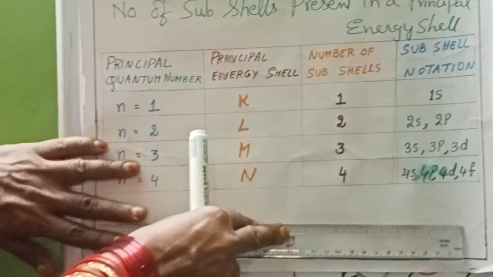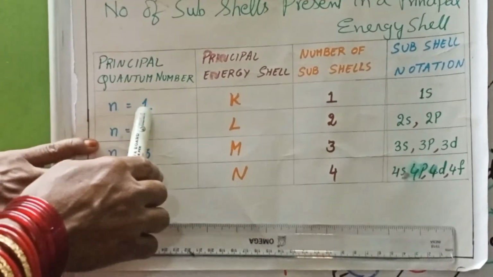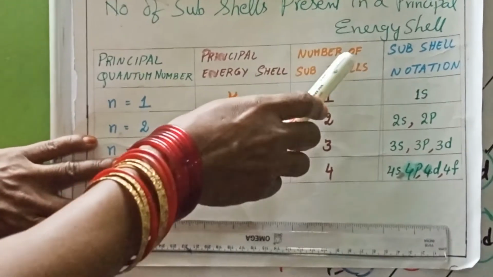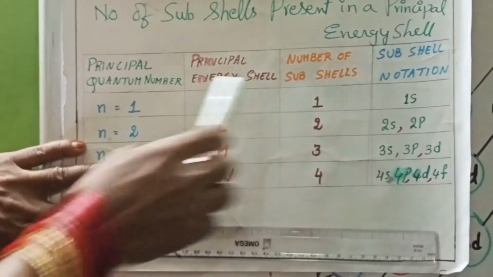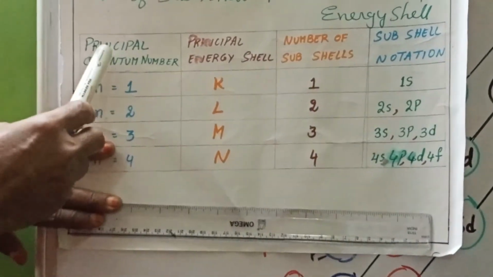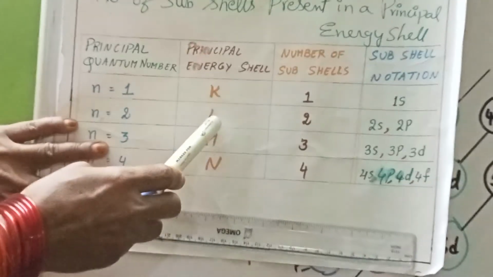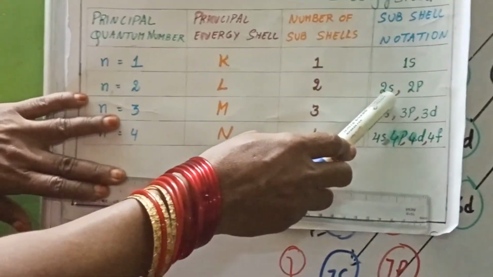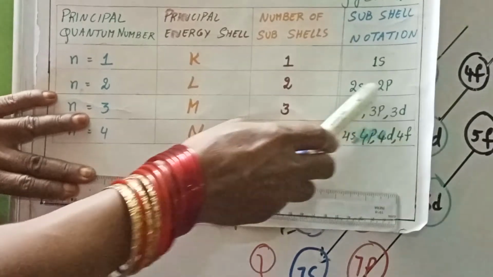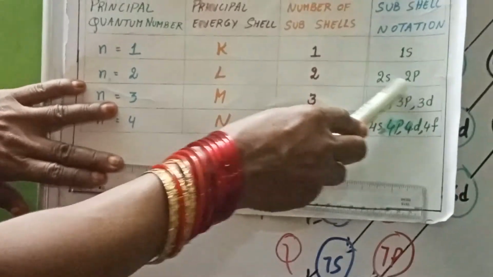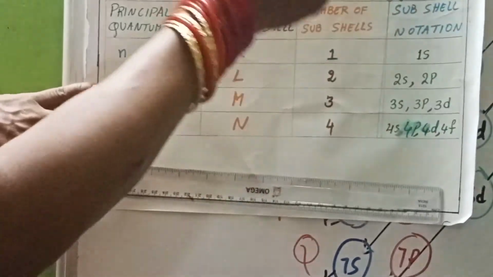Number of subshells present in a principal energy shell. When the principal quantum number n value is 1, the energy shell is K shell and the number of subshells is only 1. So K shell can accommodate only the 1s orbital. If we take n value 2, the principal energy shell is L shell and the number of subshells is 2, so s orbital and p orbitals are there. S can accommodate 2 electrons and p can accommodate 6 electrons, so in total it can accommodate 8 electrons.